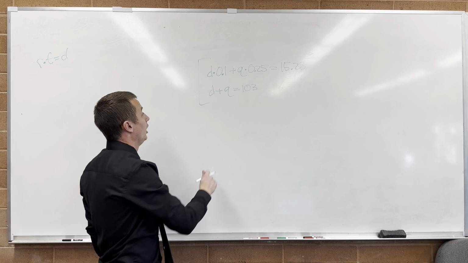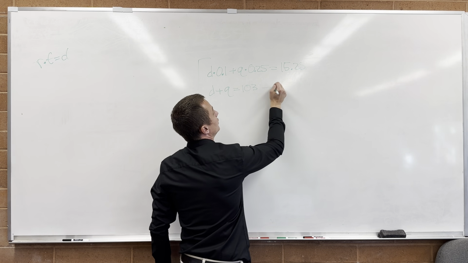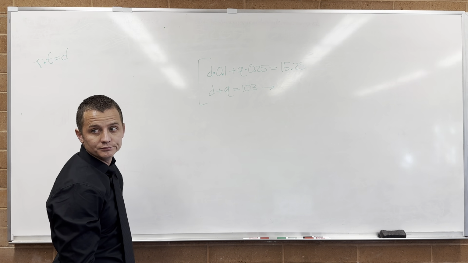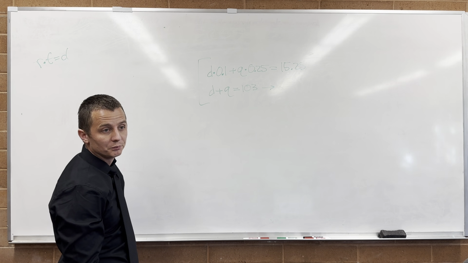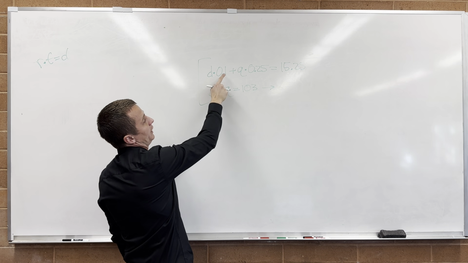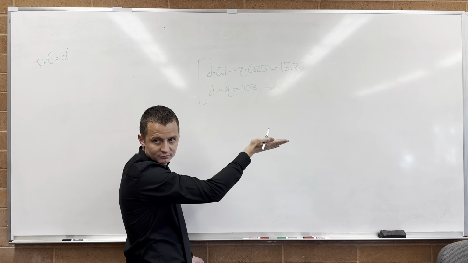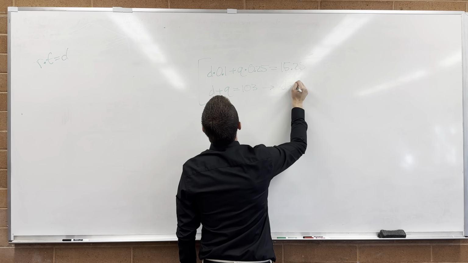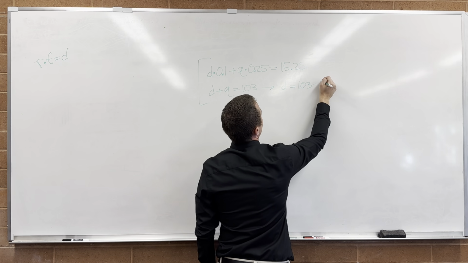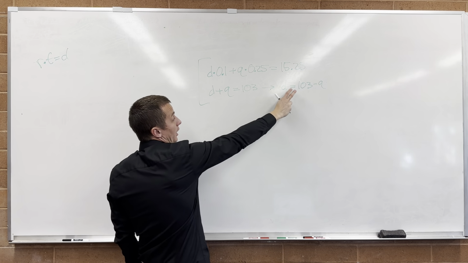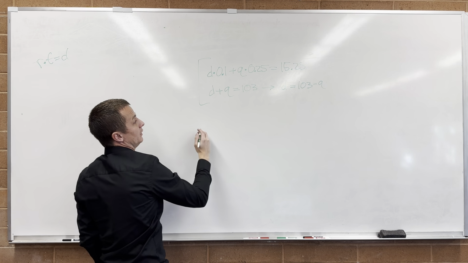So I'm obviously going to take the bottom equation here to solve for one. What should I solve for? D or Q? Probably doesn't really matter that much on this. I'm going to solve for D simply because when I multiply, it's easier to multiply by that than by that. That's my only thinking ahead. So we'll say that D is equal to 103 minus Q, right? Now we'll take that and substitute that up here.